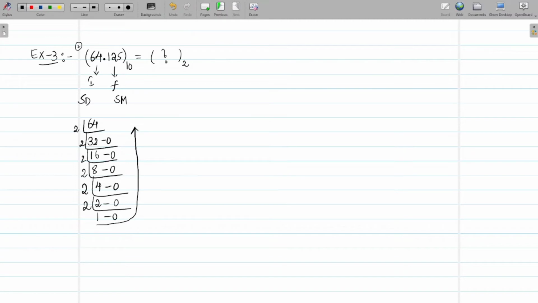And I need to move in reverse direction in order to write the equivalent binary for the integral part. So 64 in decimal representation is the same as 1 followed by how many zeros? 1, 2, 3, 4, 5, 6. So 1 followed by 6 zeros in binary. Next, coming to the fractional part. So the fractional part is 0.125. You need to find its equivalent binary value using the successive multiplication method.